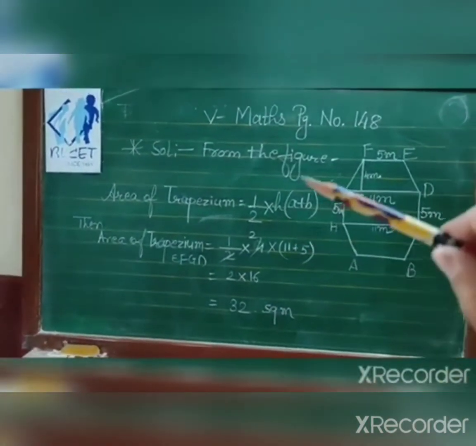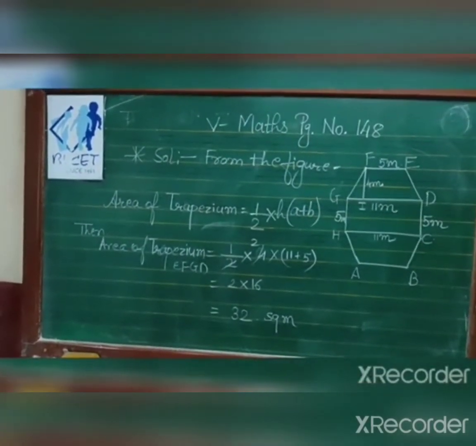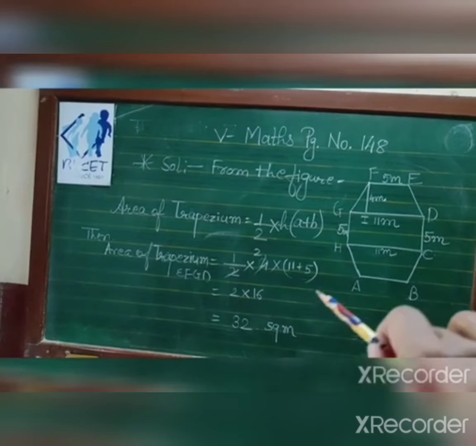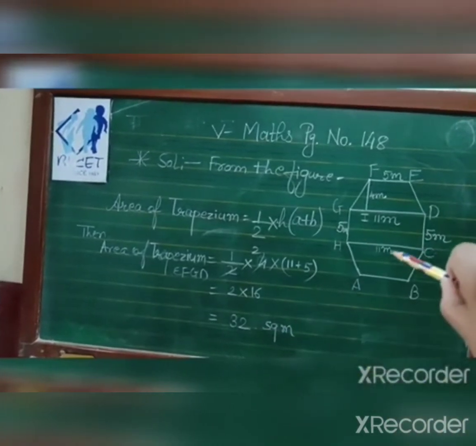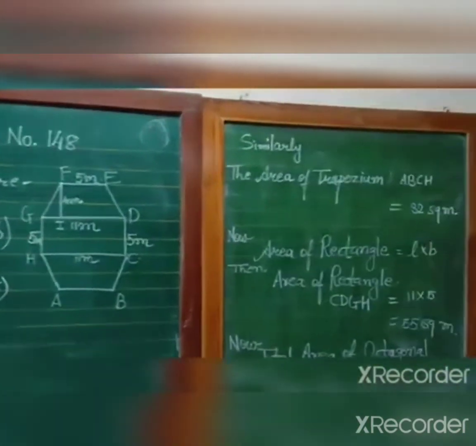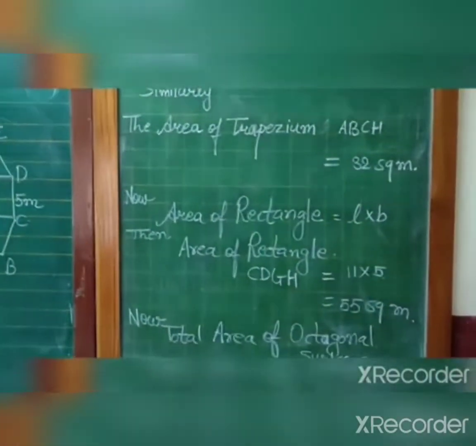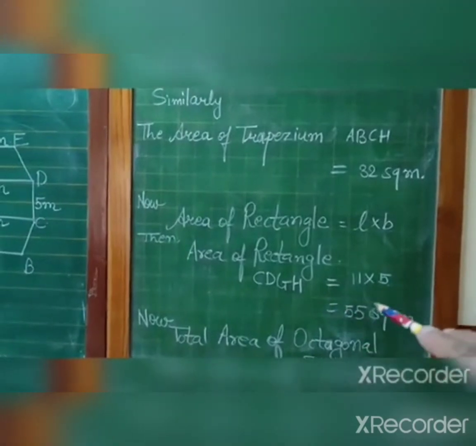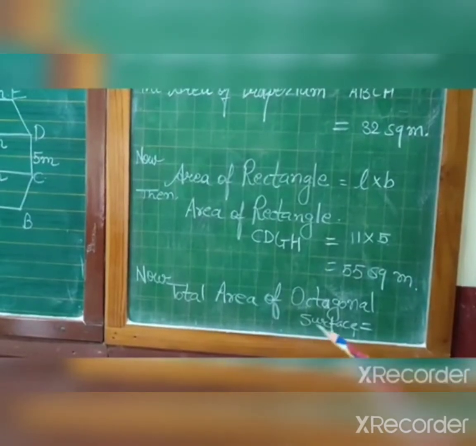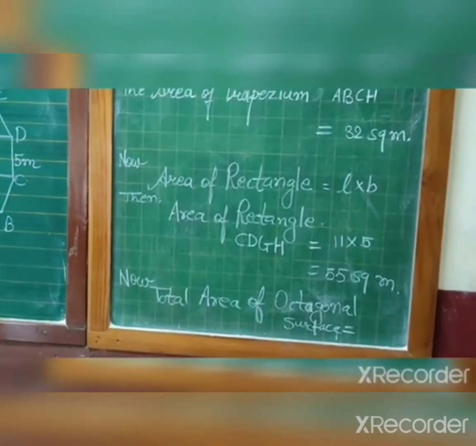So area of trapezium is equal to half into h and parallel side, opposite parallel sides addition of this. So half into 4 into 11 plus 5. So 2 2s are 4, 2 into 16, that means 32. Same you will get the area of this trapezium. So area of trapezium ABCH is equal to 32 square meter. Now area of rectangle you can see there is equal to length into breadth. Area of rectangle CDGH equal to 11 into 5, 55 square meter. Then total area of octagonal surface is equal to 32 plus 32 plus 55. So you will get answer.